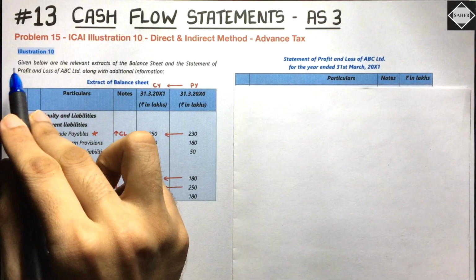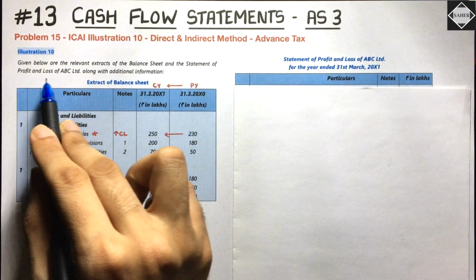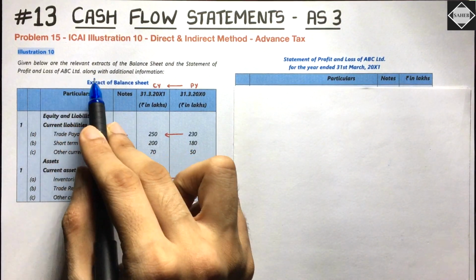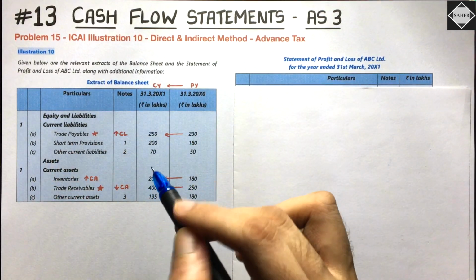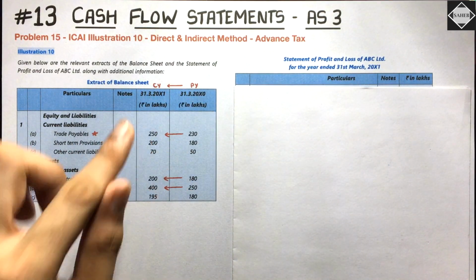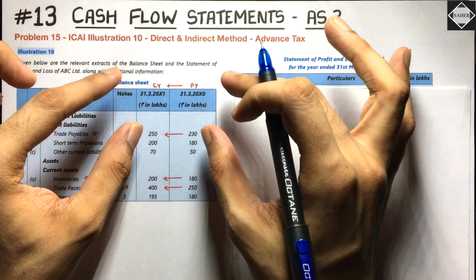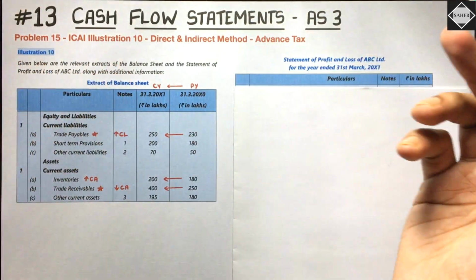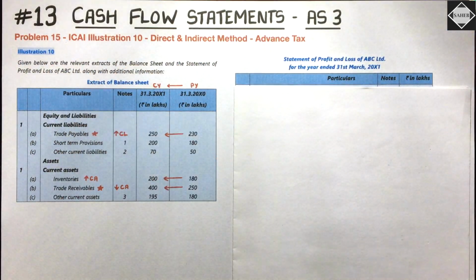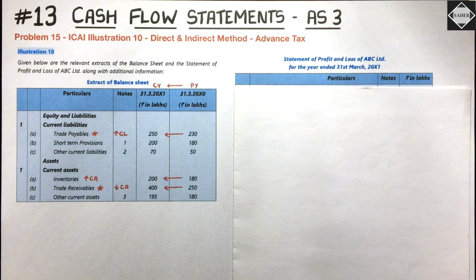Now see here, let's read this. Given below are the relevant extracts of the balance sheet and the statement of profit and loss of ABC Limited along with the additional information. So here we have been given an extract of balance sheets. Two balance sheets are there, 31st March 2021 and 31st March 2020. Current year, previous year, or we can say closing balance, opening balance, right? So we have to look from right to left. Then we have the statement of profit and loss, and then we have this additional information, the notes to accounts. We'll see each and everything in detail.